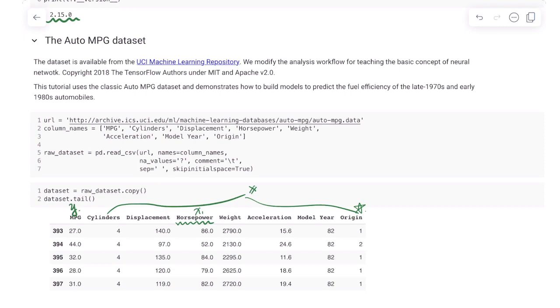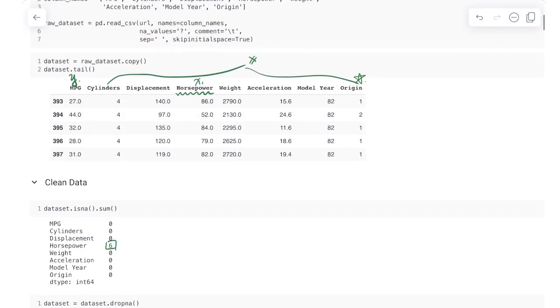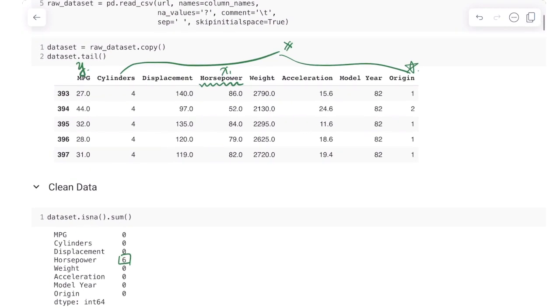In this hour, we will use a simple data set, which is auto MPG, stands for miles per gallon, and it's just a simple data set to demonstrate how a neural network works. Okay, so here is the table, and there should be nearly 400 data samples, right?